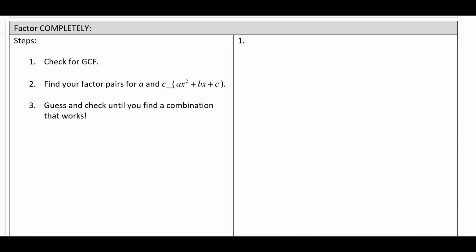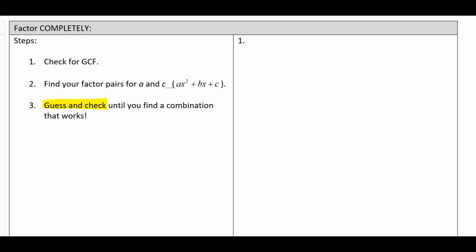So all the steps are in this first box. The very first thing you should be doing is checking for your greatest common factor. The last problem didn't have a greatest common factor, but some of the ones we're going to see will. Then you find your factor pairs for A and C. Remember, A is the first term's coefficient and C is your constant. And then you're going to guess and check until you find a combination that works.